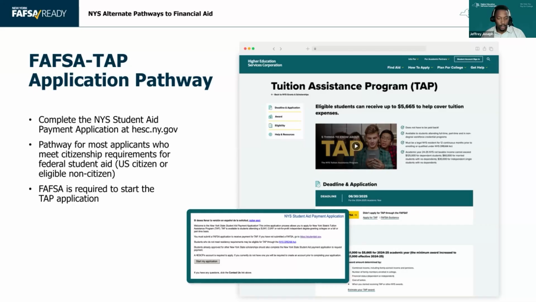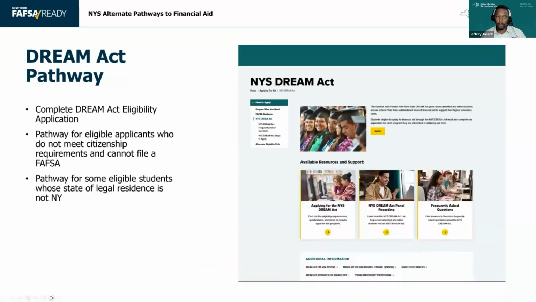Now, the next one we have here is the DREAM pathway. We'll talk about it in depth, but this is a pathway that essentially allows students who may not meet the sufficient requirements for FAFSA to meet other requirements as well as educational requirements to be eligible for New York State aid. This is also a pathway for students who are no longer New York State residents, but maybe have been and their parents were here, to still be able to get state aid.